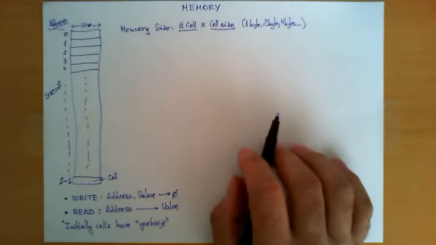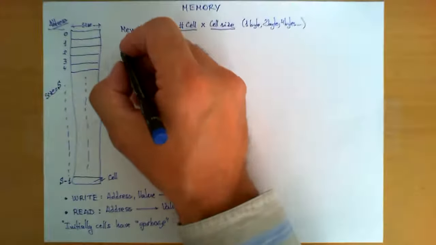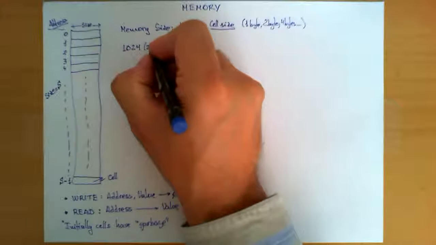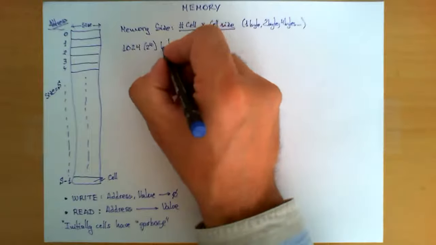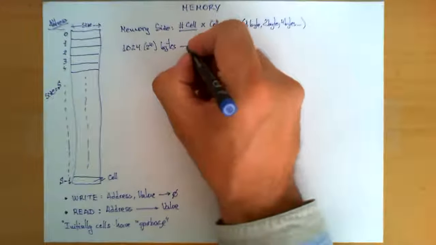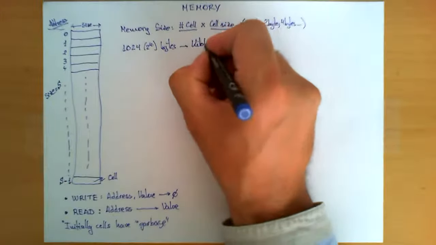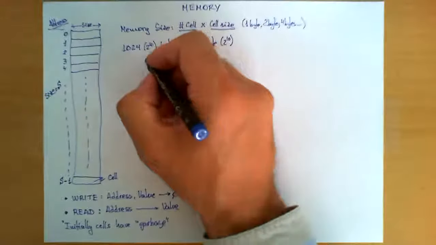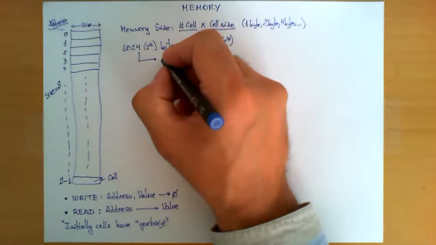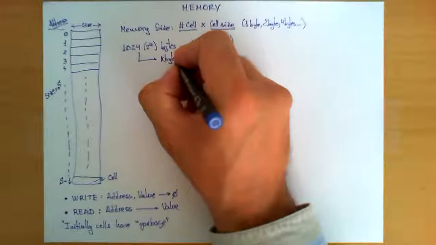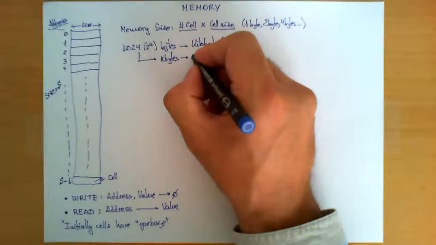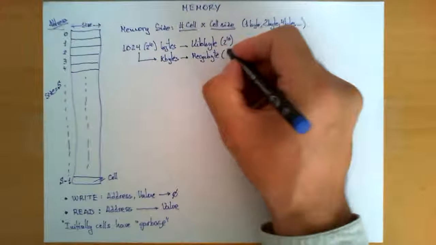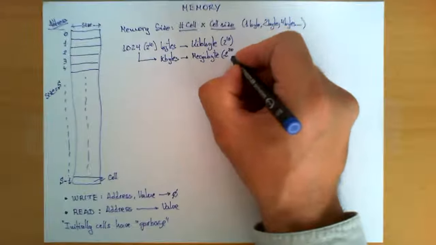Now, the units in which memory is typically measured are bytes. But when we have 1024 bytes, which is 2 to the 10 bytes, that unit we call a kilobyte. In other words, 2 to the 10 bytes. Now, when we have 1024 kilobytes, that unit we call 1 megabyte. Or, if you do the math, 2 to the 20 bytes.